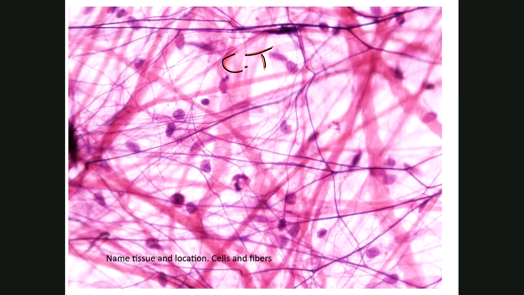Well, let's see. We don't really see lacunae, so that takes care of cartilage. This is definitely not blood. Blood doesn't have this many fibers. It doesn't have the round structure that we see in bone, so it can't be bone. That leaves us with loose connective tissue. The fibers are not thick enough for dense connective tissue, so that leaves us with loose connective tissue proper.